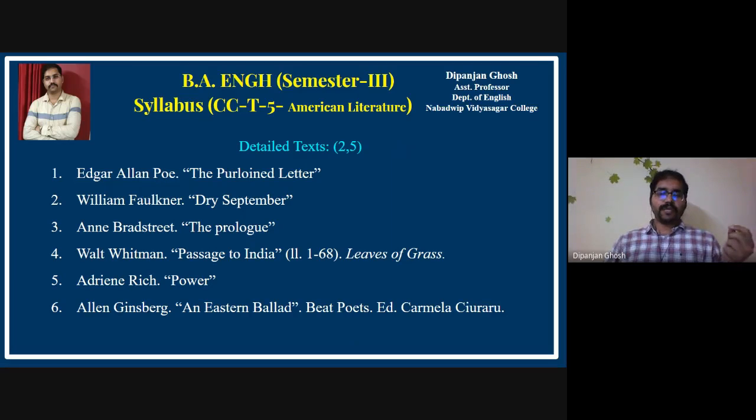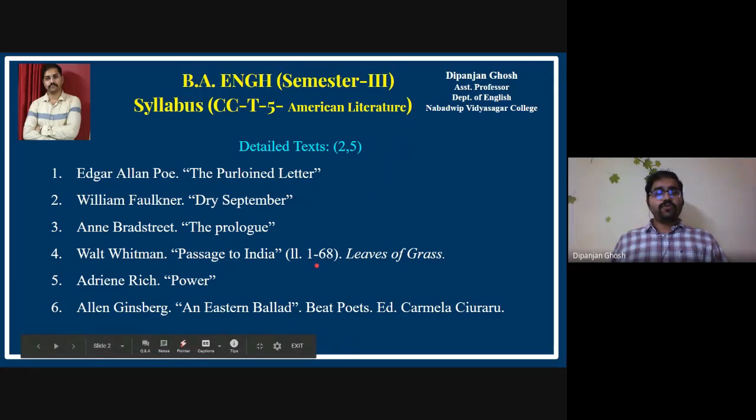That means there was no particular reference to word by word or line by line interpretation. From the detailed text sections, you will find that there are 2 and 5 marks questions, and these come from these texts. So what are the texts? Let us consider them. The first one is Edgar Allan Poe's The Purloined Letter.